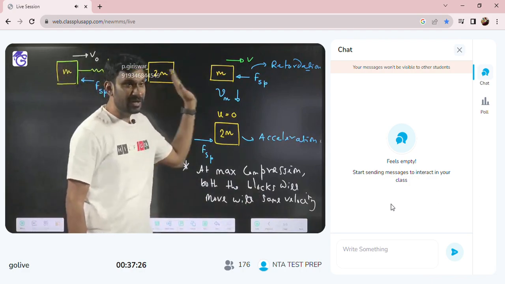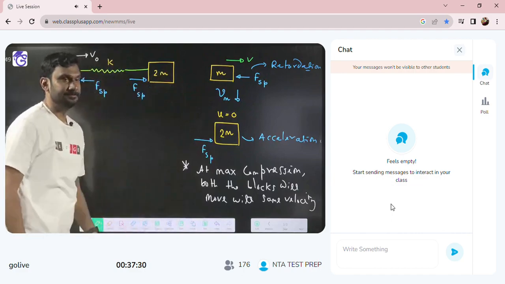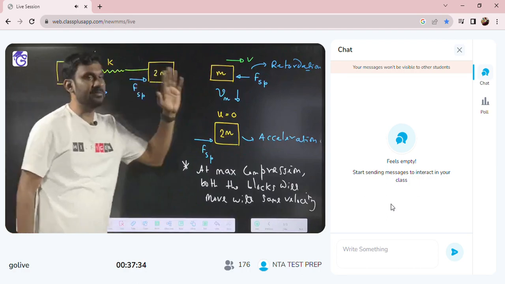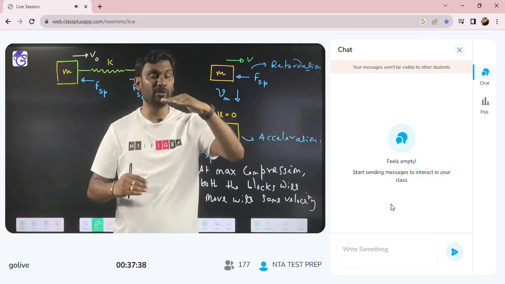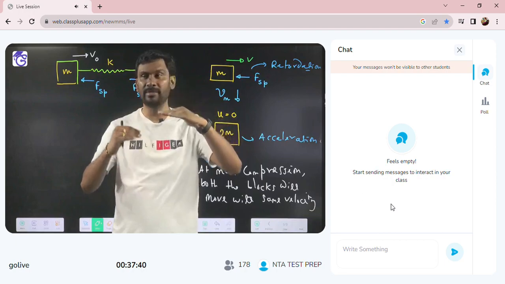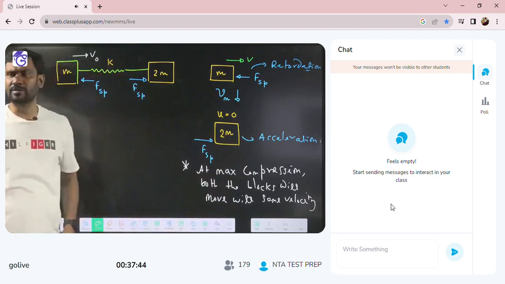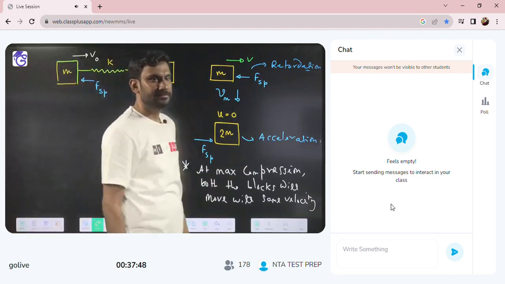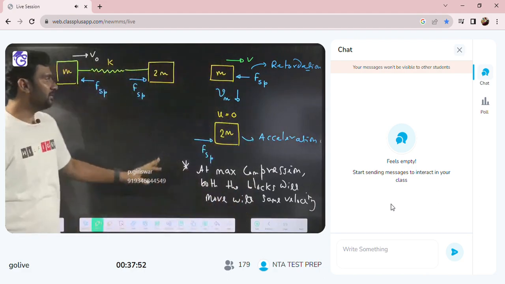2M is moving rightward in this direction. M is also moving in the same direction. I am talking about their velocities. The magnitude of velocity of M is decreasing, 2M is increasing, and at maximum compression, both of them move with the same velocity. Is it clear? Yes, Lika, correct. Divya, correct. Is this concept clear to everyone?